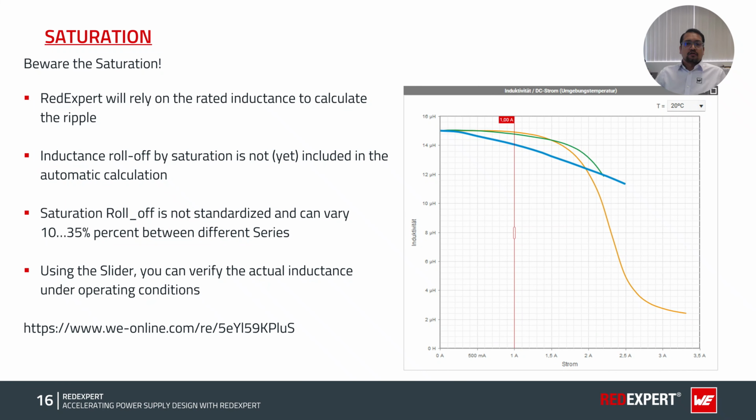Inductance roll-off due to saturation is not standardized across manufacturers and can vary significantly, typically ranging from 10% to 35% depending on the product series. As a result, an inductor that appears suitable based on its rated inductance may perform quite differently in real operating conditions. So what we recommend here is to use REDEXPERT, because REDEXPERT provides a slider tool that allows you to manually evaluate the actual inductance at your specific operating point. It is strongly recommended to use this feature to verify performance under DC bias and ensure accurate design validation.